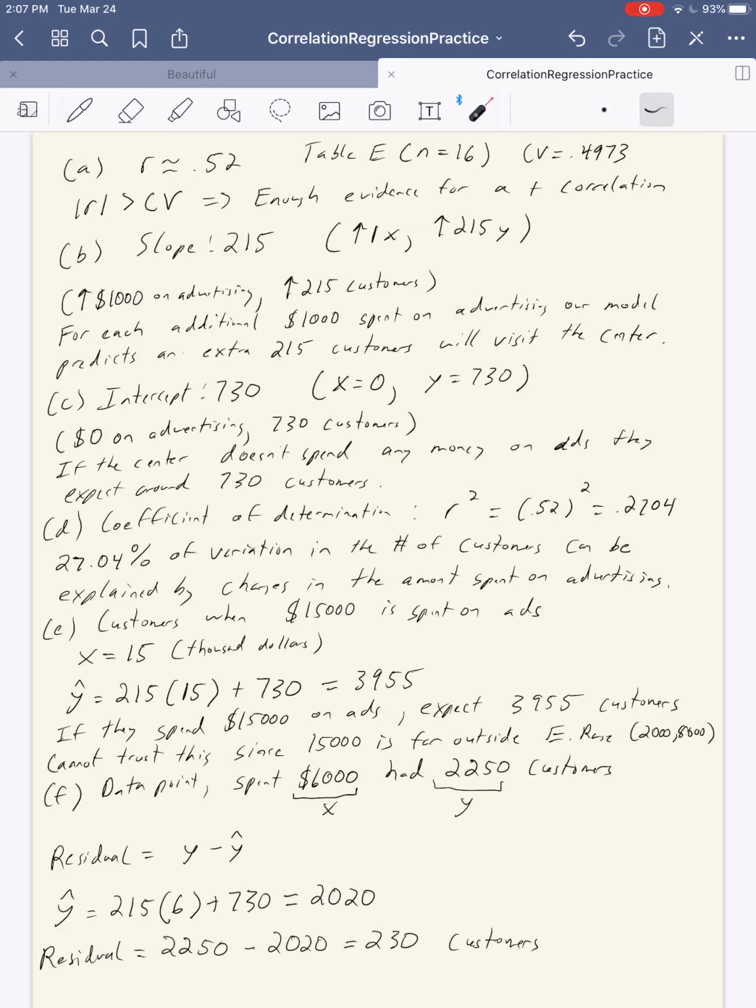So if we also wanted to make a slightly more detailed interpretation, we would say that the mall sort of overperformed in terms of customers, right? According to our model, if they spent $6,000, they should have only gotten about 2,020 visitors, but they managed to get 2,250 visitors. So that was 230 more customers than anticipated.